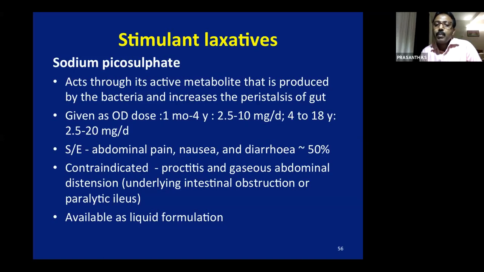The side effects will be like abdominal pain, nausea, and diarrhea. And it is contraindicated in proctitis and abdominal distension with underlying intestinal obstruction or paralytic ileus.